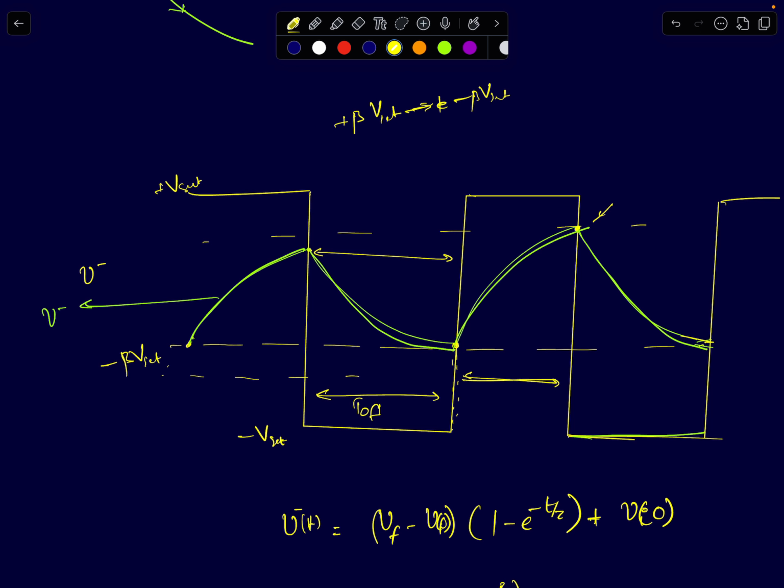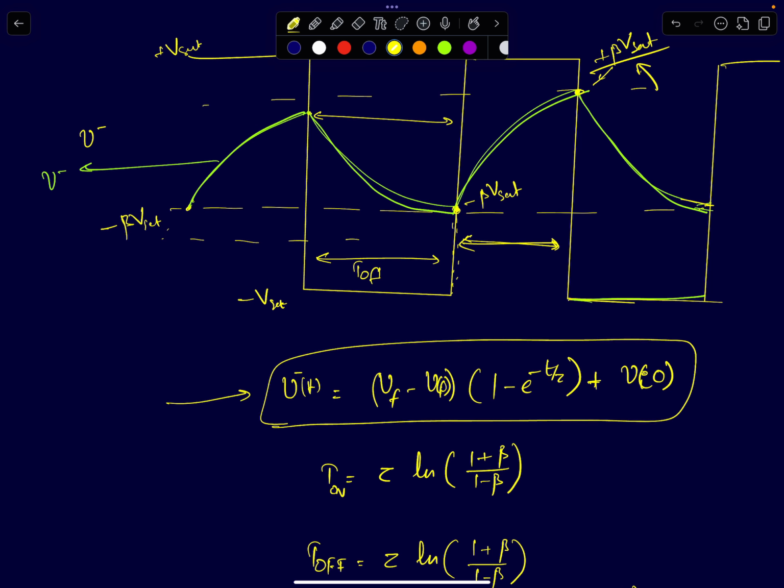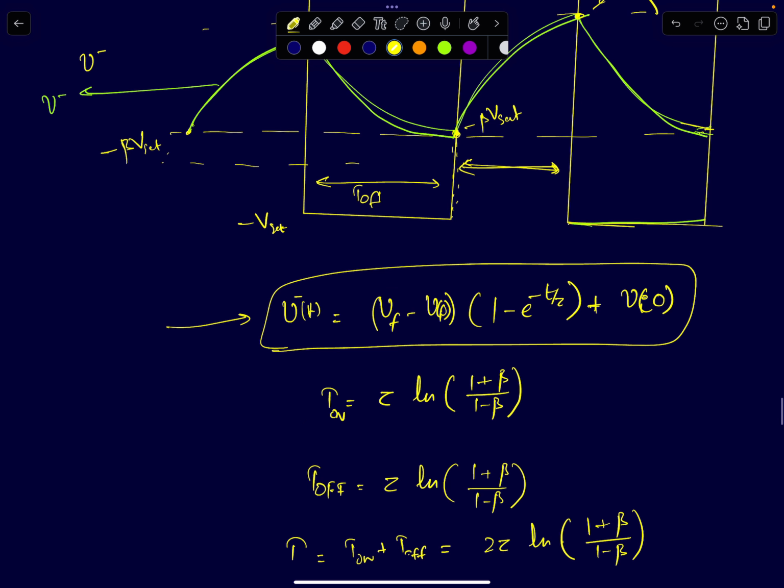Similarly, if you want to find the on time, you just have to find out the time the first order RC network takes to charge from minus beta Vsat. The initial condition is minus beta Vsat and the final condition is plus beta Vsat. What is the total time to reach plus beta Vsat? It's a first order circuit. You can easily solve that using the first order equation. I'll leave that analysis to you. You can estimate the on time to be tau ln of (1 plus beta) by (1 minus beta), and similarly the off time will be tau ln of (1 plus beta) by (1 minus beta).